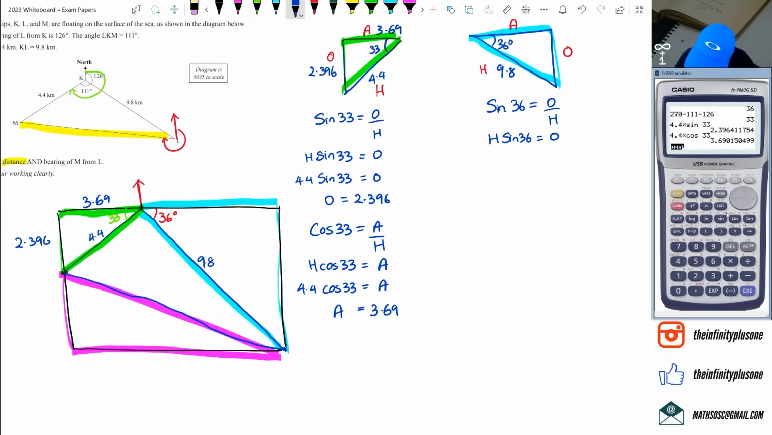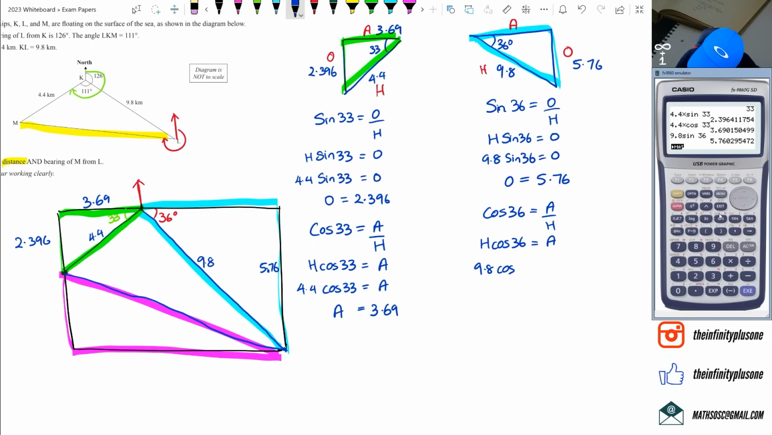H sine 36 is equal to opposite. Now the H is equal to 9.8. Sine 36 is opposite. So 9.8 sine 36 is 5.76. So 5.76 is the opposite, which is here. That's 5.76. Next, I'm going to do cos 36 equals adjacent over hypotenuse. So hypotenuse times cos 36 is adjacent. I've got 9.8 cos 36 is adjacent, and that's going to give me 7.93.